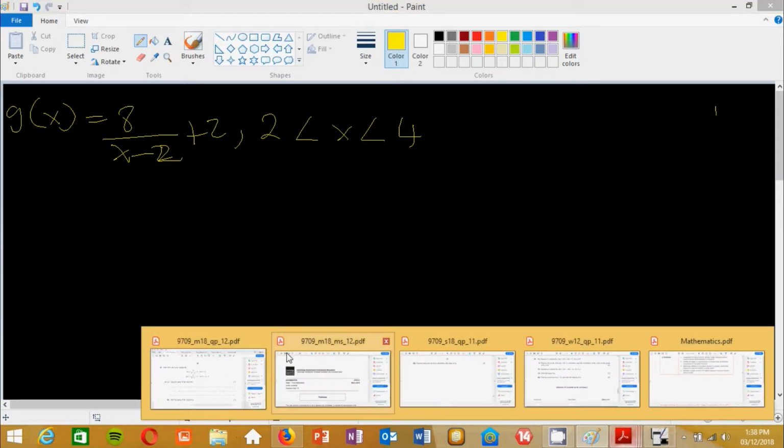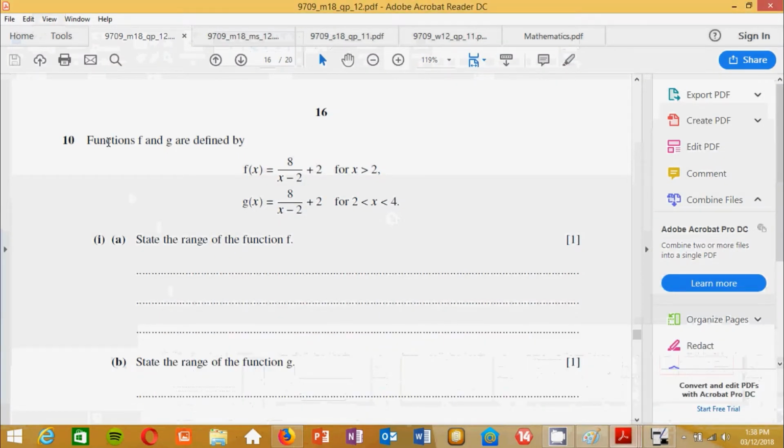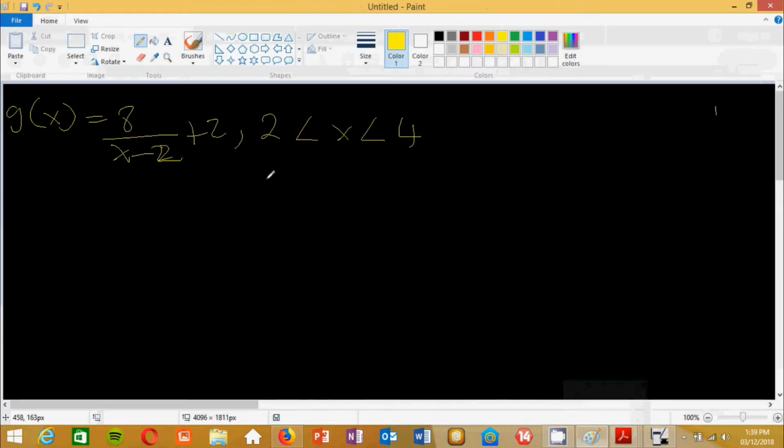So we're going to be continuing with our example, which was question 10 of the February-March 2018 paper 12, and we're looking at part B. So we have our function here, g of x is equal to 8 over x minus 2 plus 2, for the domain x is greater than 2 and less than 4, and we've been told to state the range of the function g.